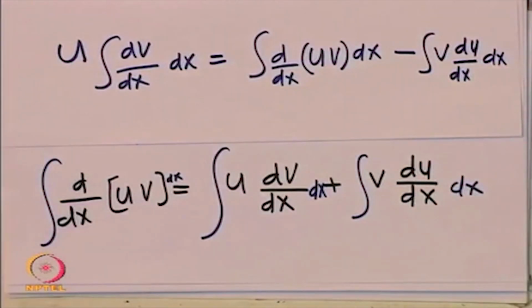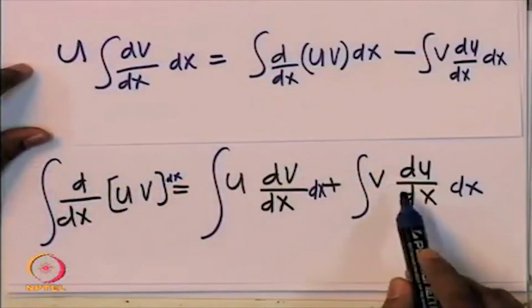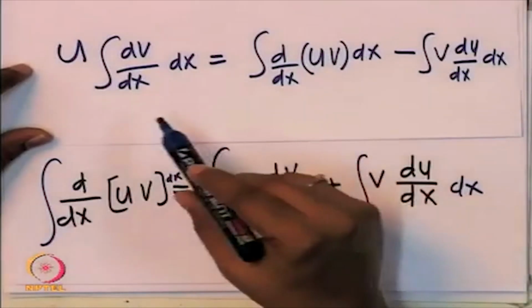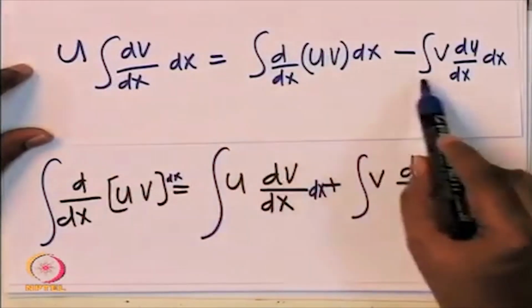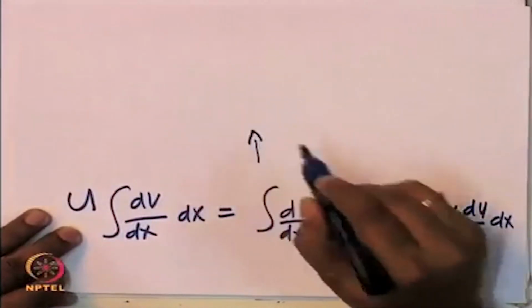So, we are just making use of something that we learned in calculus, the product rule, and using this product rule, we rewrote the integral of u dv by dx as this. So, in other words, I can rewrite this thing.